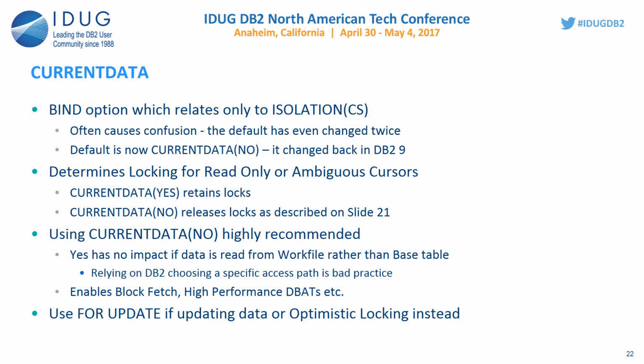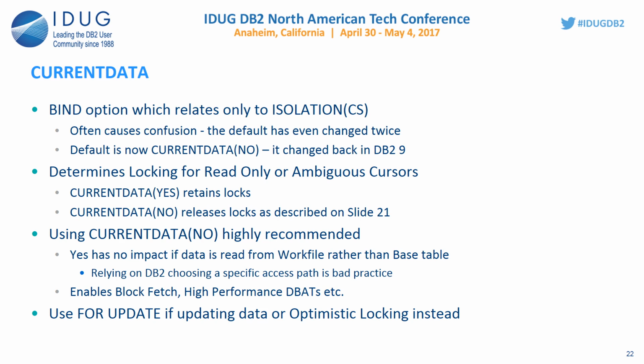Current data. Current data is a bind option that relates only to cursor stability. And everybody, including IBM, has been confused by this. IBM have changed the default for this twice, once in DB2 version 4, and then again in DB2 version 9. The current default is current data no, and I highly recommend you use that.